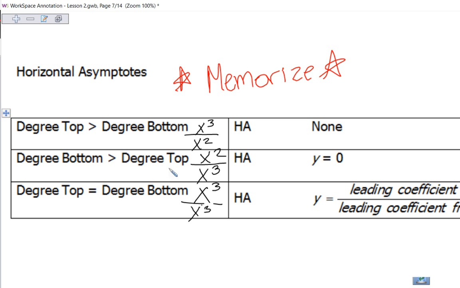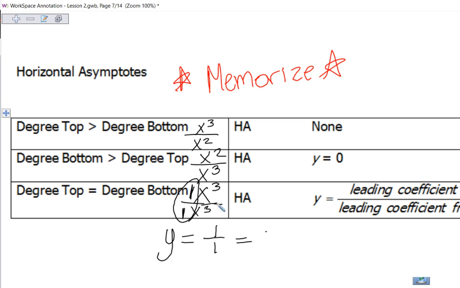Notice the degrees are the same. So if the degrees are the same, then your horizontal asymptote is y equals the ratio of the leading coefficients of those matching degrees. The leading coefficient just means the number in front. So if we have x cubed, what number is in front of the x cubed? A 1. And this one would also be a 1. So my equation for the horizontal asymptote would be y equals 1 over 1, which is just 1. So it's just the ratio of the coefficients.